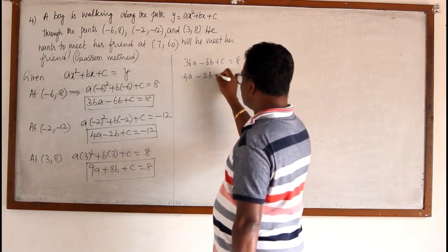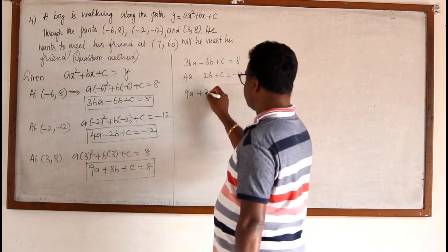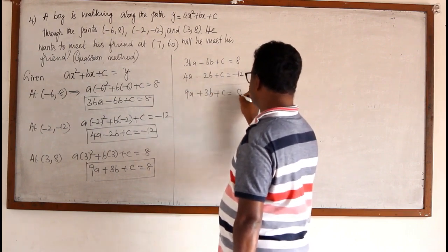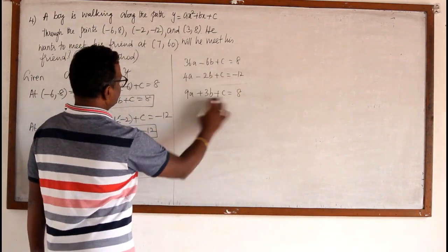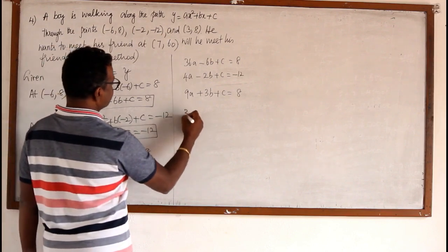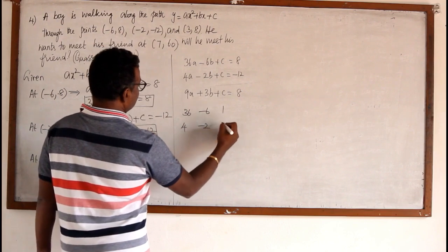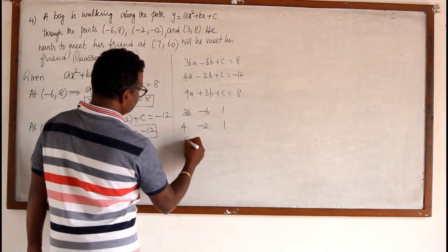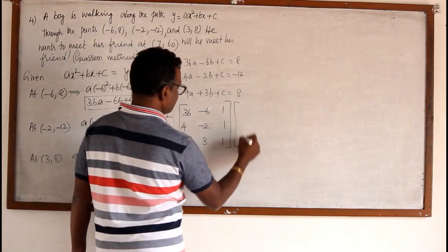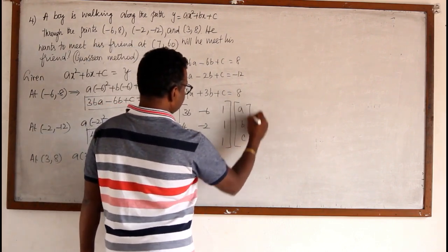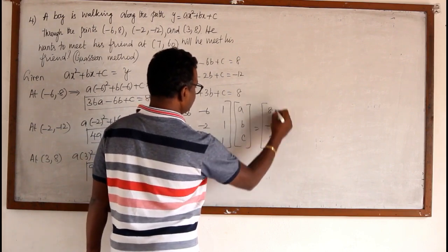4a minus 2b plus c equal to minus 12. 9a plus 3b plus c equal to 8. Now, the matrix format is: I got linear equations in a, b, c. So the matrix is [36, minus 6, 1; 4, minus 2, 1; 9, 3, 1] into [a, b, c] equal to [8, minus 12, 8].